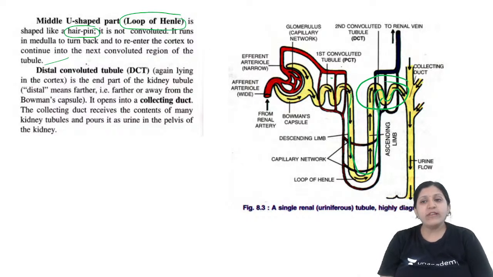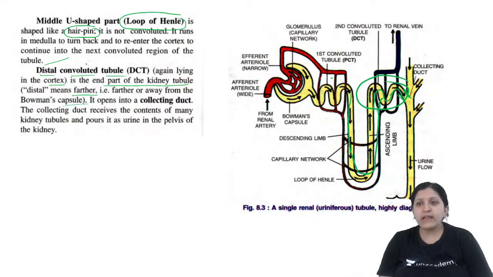So the next convoluted region, what is this? It is the distal convoluted tubule. This one is a DCT, again lying in the cortex itself. It is the end part of the kidney tubule. Distal means further away from the Bowman's capsule. So where is this going to open? It is going to open into the collecting duct.